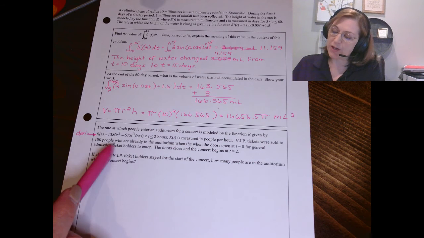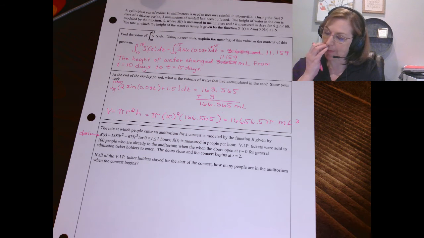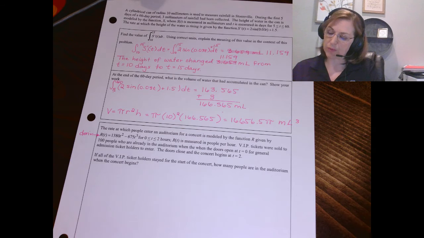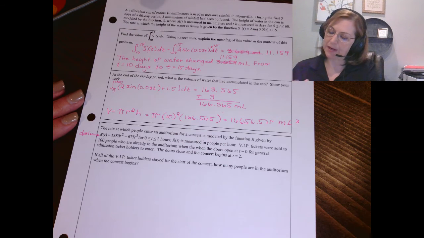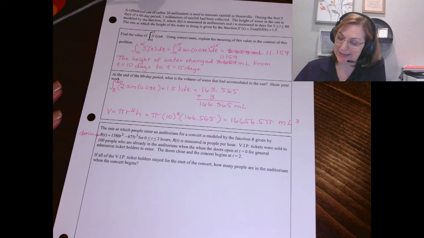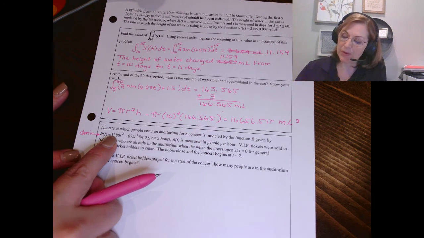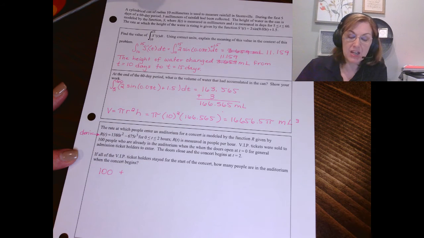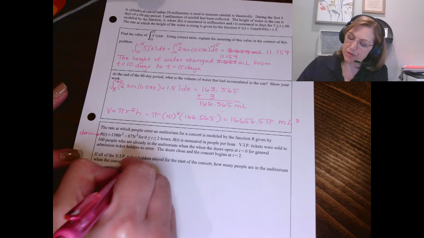VIP tickets were sold to 100 people who are already in the auditorium when the doors open at T equals 0. For general admission ticket holders, the doors close and the concert begins at T equals 2. If all the VIP holders stayed for the start of the concert, how many people are in the auditorium when the concert begins? So we're going to have to do the change in the people entering, and we've got to add the VIP. So we've got to have the VIPs, then we've got to have the total number of people who entered. So that's going to be the integral of our derivative here from 0 to 2.